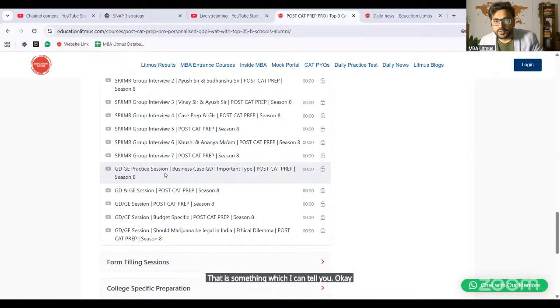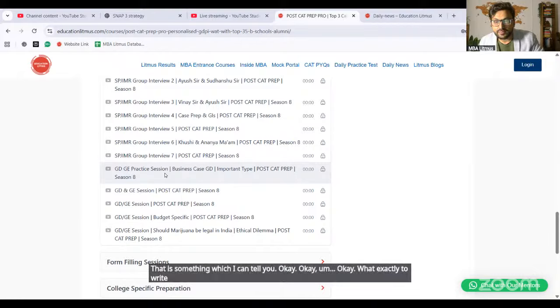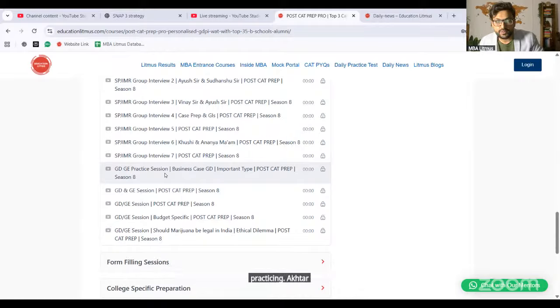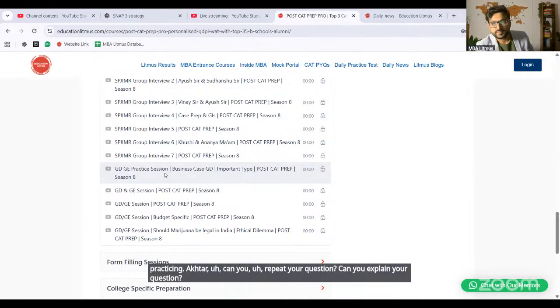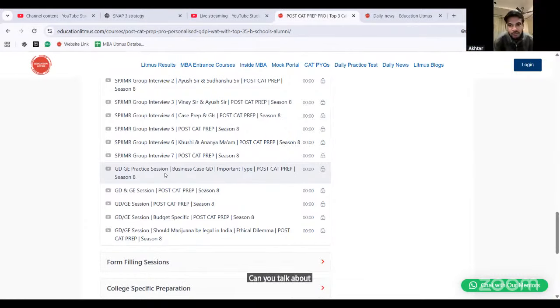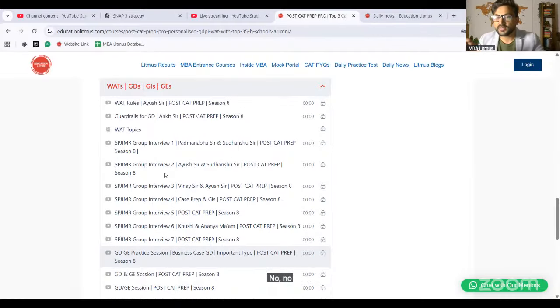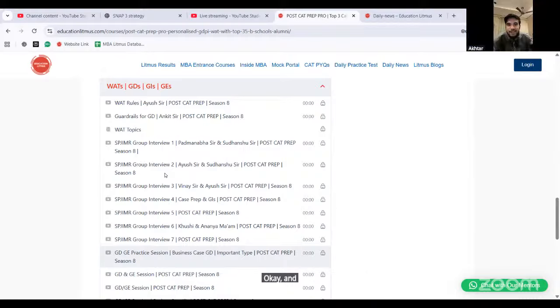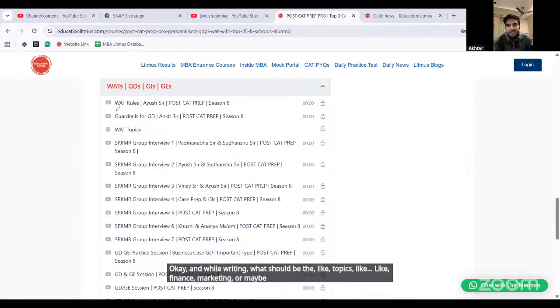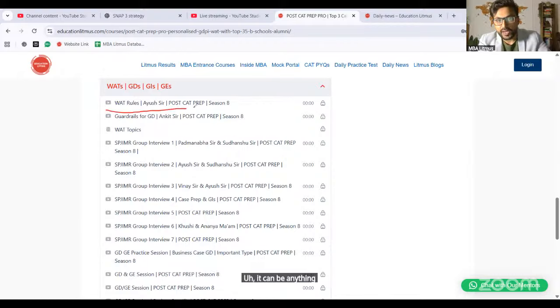What exactly to write about while practicing? Akhtar, can you repeat your question? Can you explain your question? Sir, you talked about WAT practicing, so written ability test. Is it literally pen and paper, or type? No, you have to write it, pen and paper. And while writing, what should be the topics, like finance, marketing, or maybe anything? It can be anything. You can look at it.